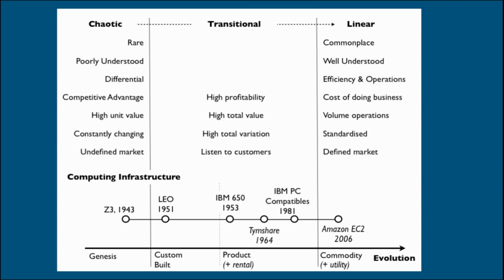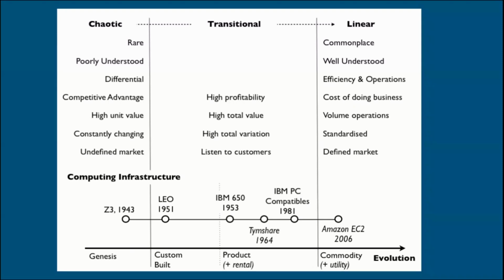And then at some point you start getting into products like the custom-built LEO in 1951 or the product, the IBM 650 in 1953. This is where you have high profitability, high total value, lots of variation, and we're busy listening to our customers so they can tell us what they want.